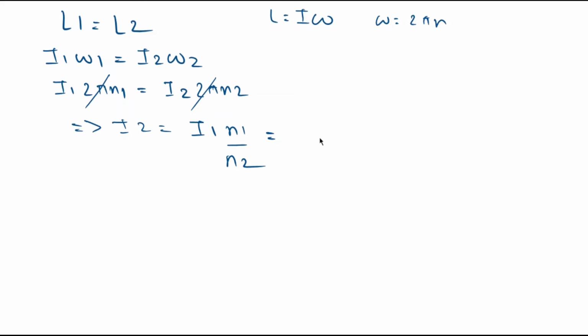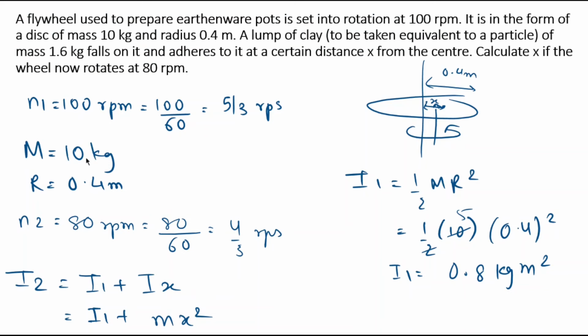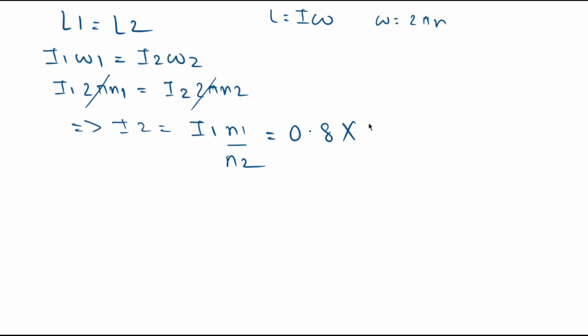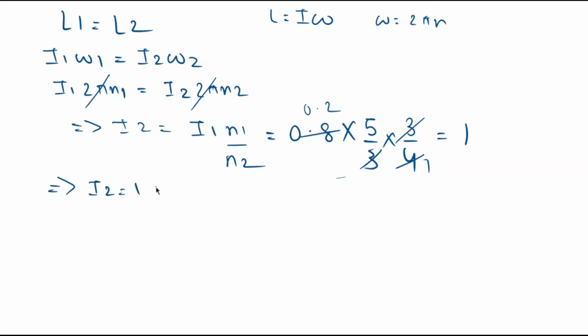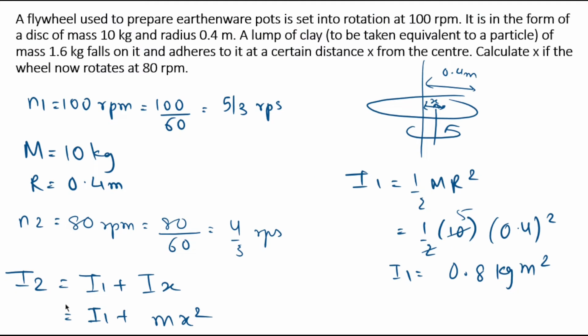So we know what was I1, that is 0.8 kg meter square. So I1 is 0.8 into n1, which was 5 by 3, and n2 was 4 by 3. So n1 will be 5 by 3 and n2 when it goes up will be 3 by 4. So 3, 3 cancel, and 4 into 0.2 is 0.8 and 0.2 into 5 will give you 1, which implies that I2 is 1 kg meter square.